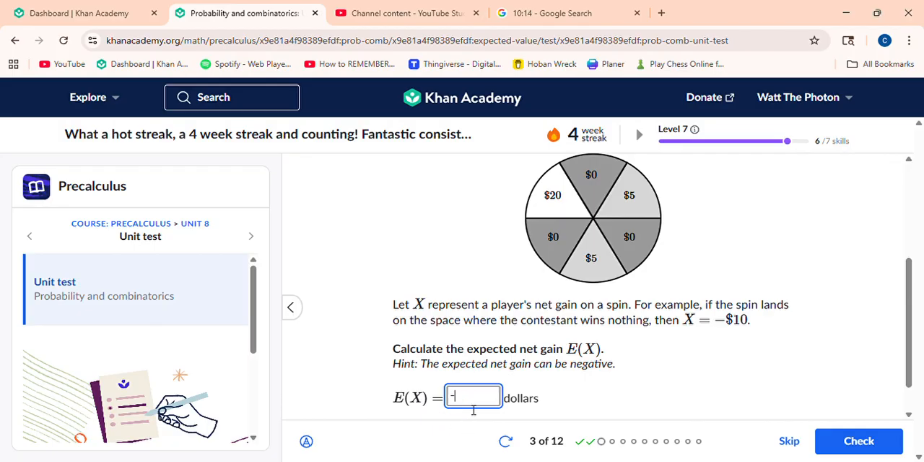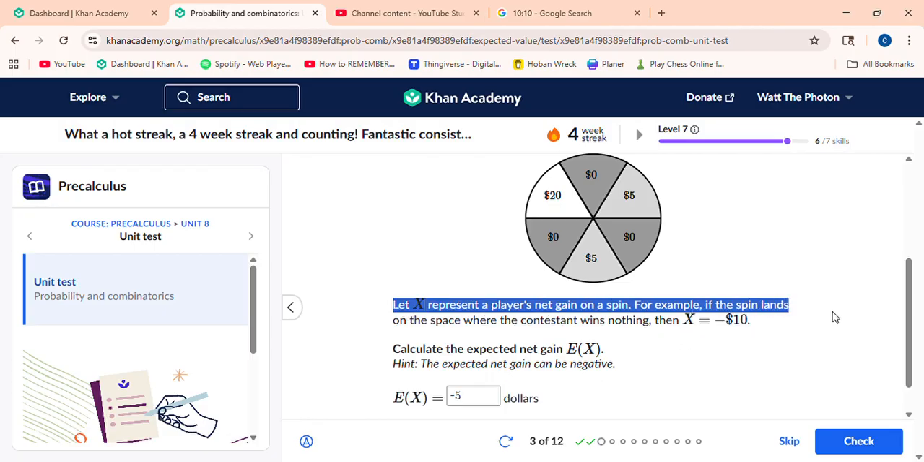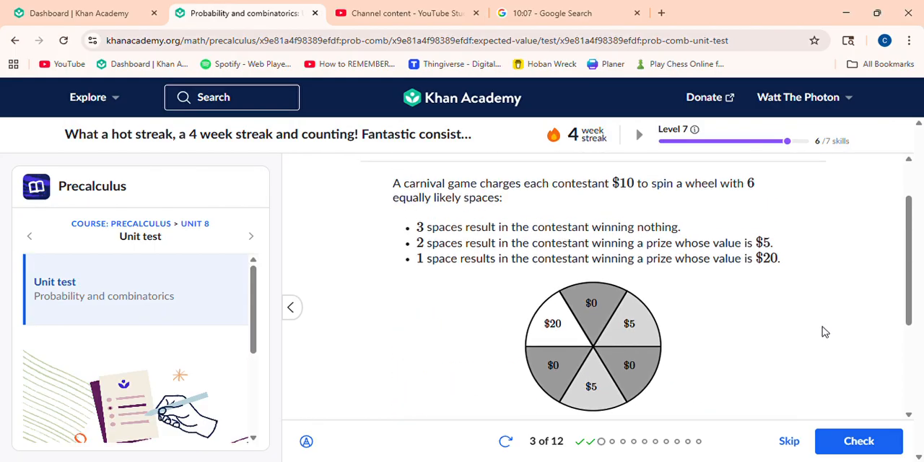Which is honestly pretty awful, considering this. But -5, yeah.